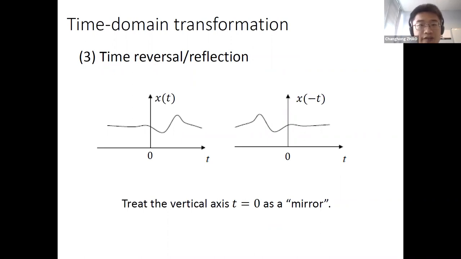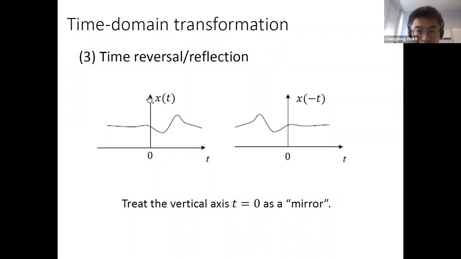And the third operation, time domain transformation, is time reversal. It's also called time reflection or time mirroring because of the nature of this transformation. Again, we have a continuous time signal x of t. It looks like this. And we change it to x of minus t. So there is a minus sign in front of t. Then what does this new signal look like? It is just like we are mirroring this original signal with respect to the vertical axis t equals 0. So note that this vertical axis corresponds to the time t equals 0.